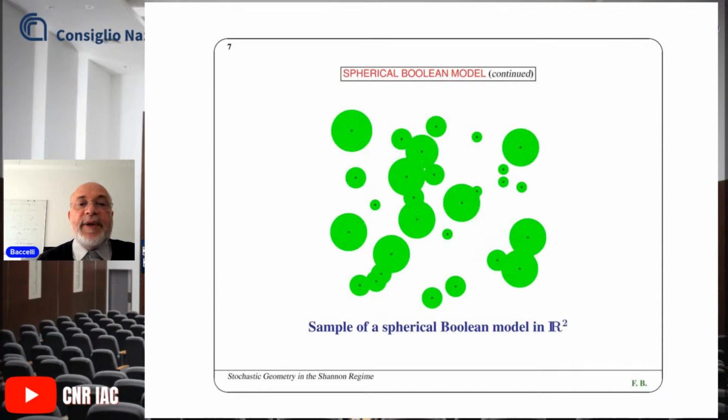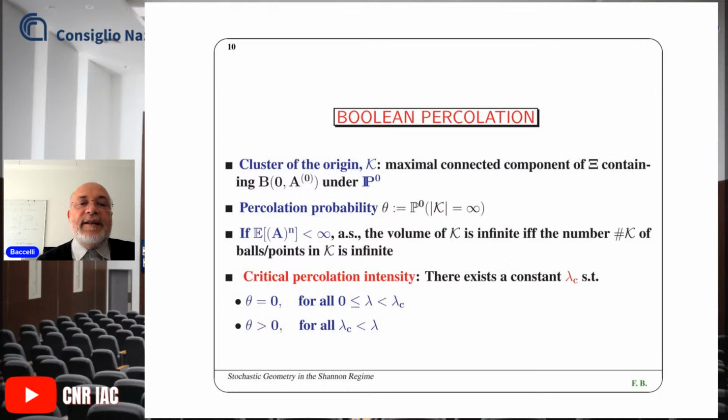So the degree, when you think about it in this picture, you take a typical ball and you see how many balls intersect it directly. This is the number of neighbors, right? And you can go on and think of percolation clusters. So the cluster of the origin, K, is the maximal connected component of this Boolean model, this union of closed sets, which is a closed set, containing the origin, or the ball of center zero and radius A_0 under Palm, the cluster of the origin. And one calls percolation probability the chance, under the Poisson probability, that this cluster has a volume which is infinite.